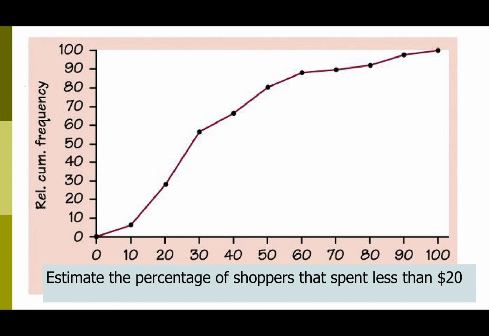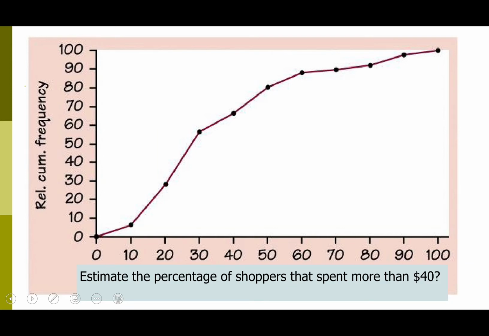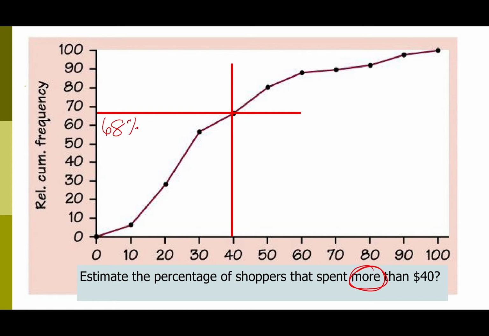So let's look at another example. Estimate the percentage of shoppers that spent less than $20. So that means I need to go on my x-axis to 20 and then look to the left to see where that's crossing, which is about 28 or 38%. What if instead we wanted to estimate the percentage of shoppers that spent more than $40? We would go to $40, go over to our y-axis, and we'll say that that's about 68%, but we need to read the question again. It said more than, so we want to do 100 minus 68%, which would be 32%.